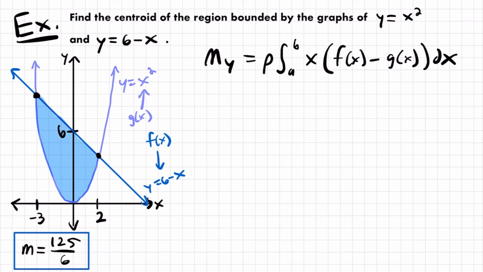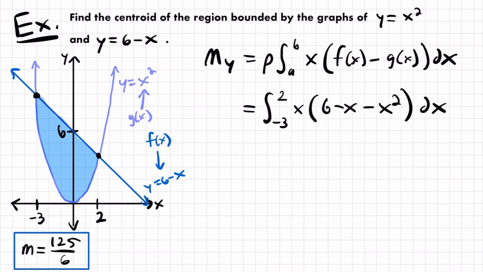All right, and so if we set this up, remember that we can ignore the density. We're assuming that it's equal to 1. So this is equal to the integral from -3 to 2, right? Those are the bounds of integration because those are the two values of x that our region lies between that did not change from the previous integral. And then we have x times f of x minus g of x, and f of x is 6 minus x, and g of x is x squared. So we will subtract x squared and multiply by dx.